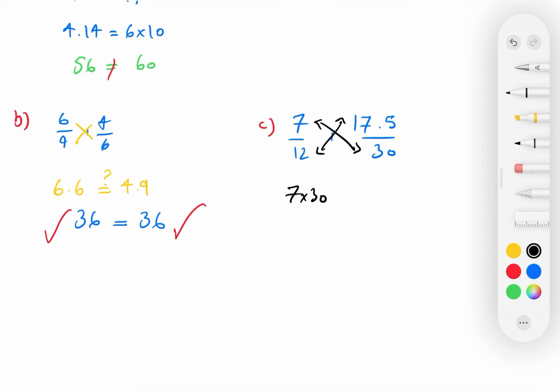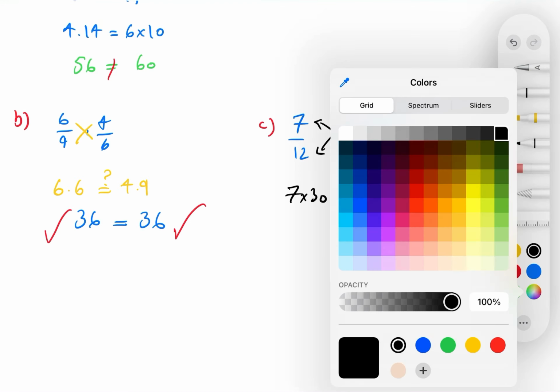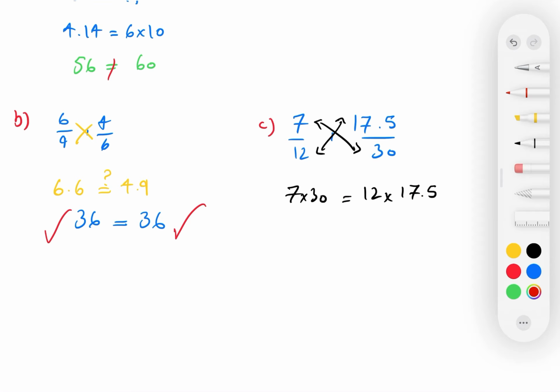7 times 30 is equal to 12 times 17.5. All right, so let me write it. So 7 times 30 is obviously 210, and then 12 times 17.5, you can put it in the calculator, it's going to be also 210. So initially you might think, oh, that's a decimal, there's no way they're going to be equal to each other. But once you multiply them, you'll see that they're actually equal to each other. So once again, they do indeed form a proportion.